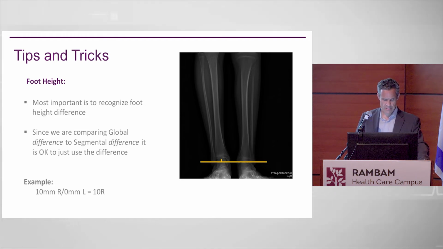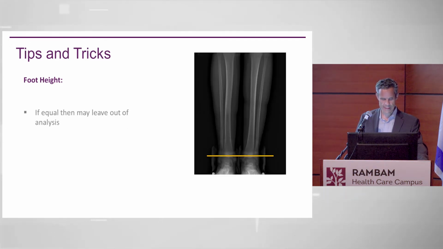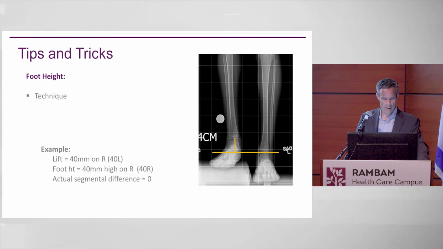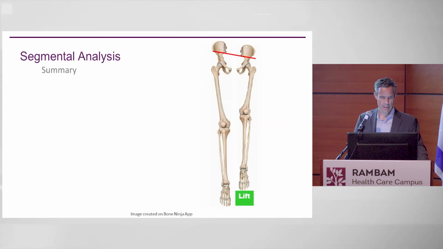So in this case, the right foot is 10 millimeters higher than the left foot, and we just document foot height as 10R. And if the feet height are equal, then you can just leave it out of your segmental analysis. And in a case that we see here, the one on the right side is 4 centimeters higher than the one on the left side, but we have a 4 centimeter lift, so the feet height are the same.